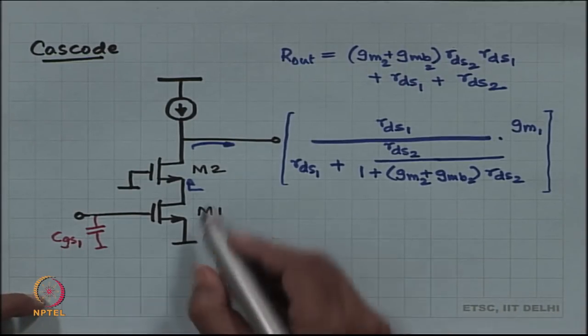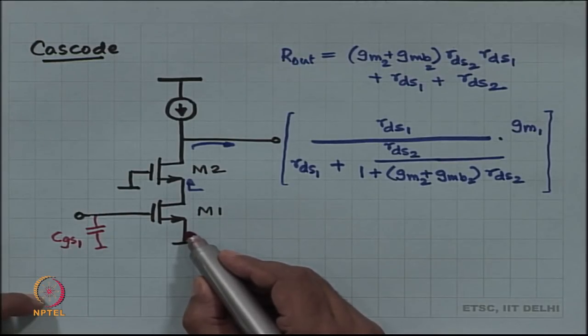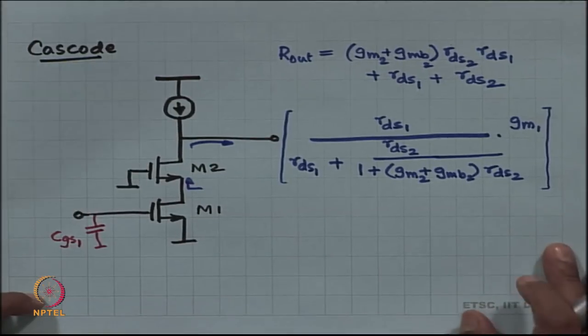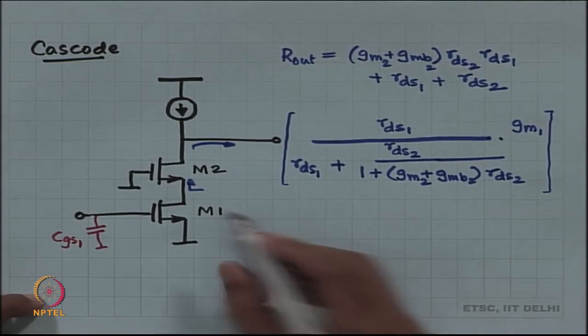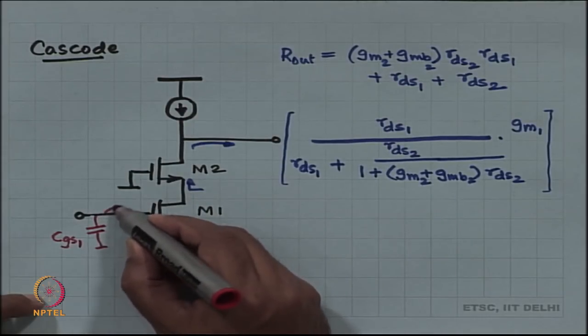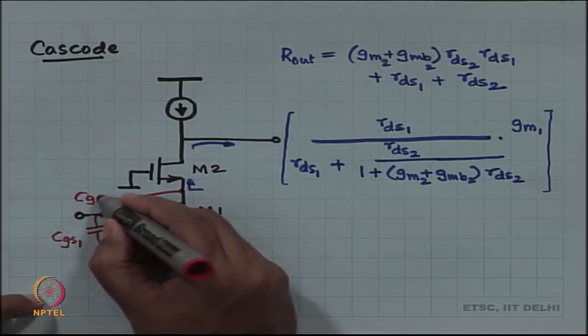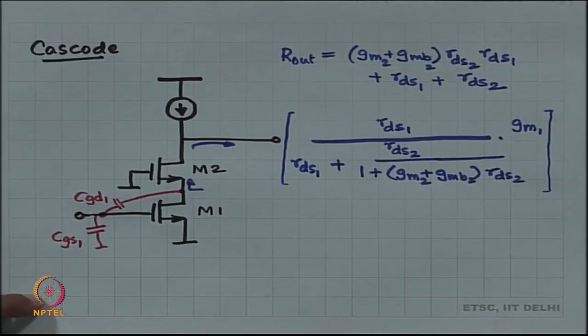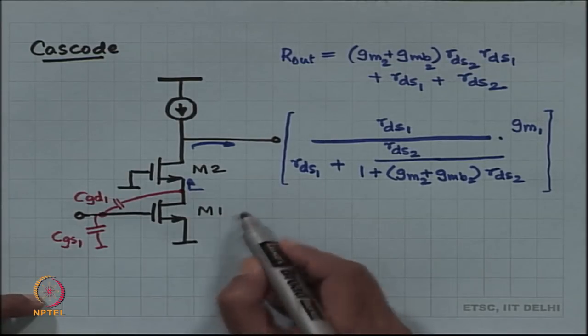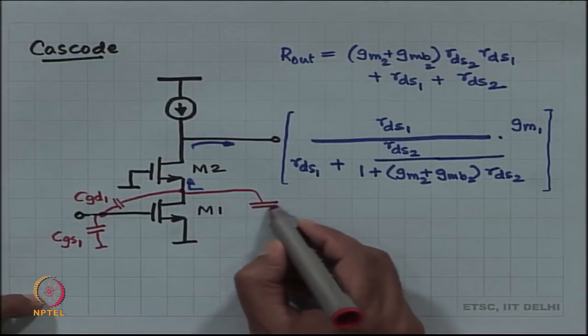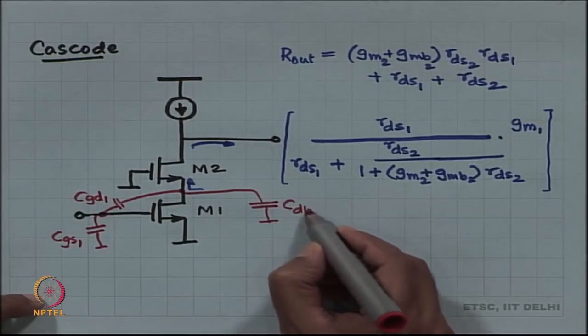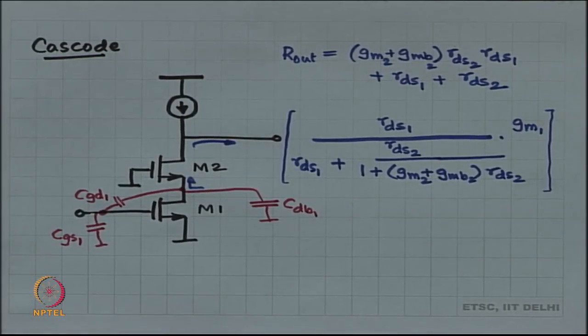Then we have C source to body of 1, which is irrelevant because source is at ground, body is also at ground. So, no current goes through it anyway, will not draw it. Next, we have C gate to drain of 1, and next we have C drain to body of 1. Okay, so that is 4 capacitors for MOSFET number 1.